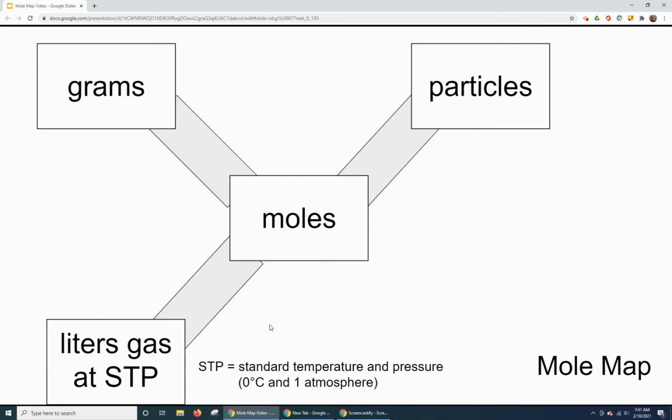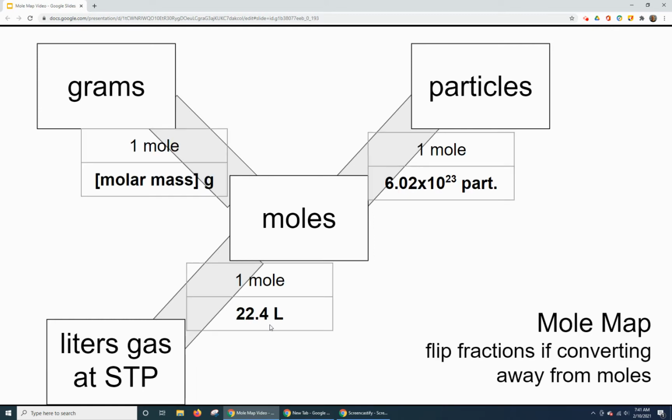But we know gases can expand and contract if the temperature changes. So that number would change technically at different conditions. We're going to usually assume that our gas is at STP, so that way we can use that 22.4 liter number.